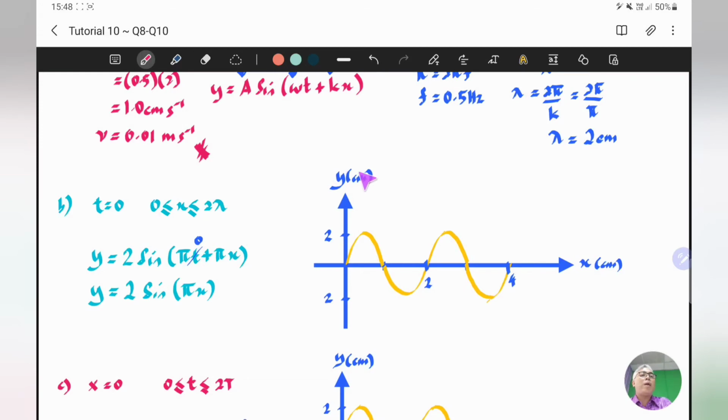Remember, in y against x, y represents the displacement of the particle which is oscillating upwards and downwards, and x represents the distance of the wave which is propagating to the left or to the right. So by having x which is a length, the x-axis is now representing λ. So 1λ and 2λ. Don't forget to label the graph. Amplitude given is 2, and λ is 2 centimeter. How do you know? From the calculation before, λ is 2 centimeter. So 2 centimeter is 1λ, another 2 centimeter represents another 1λ. So we have 2λ already.